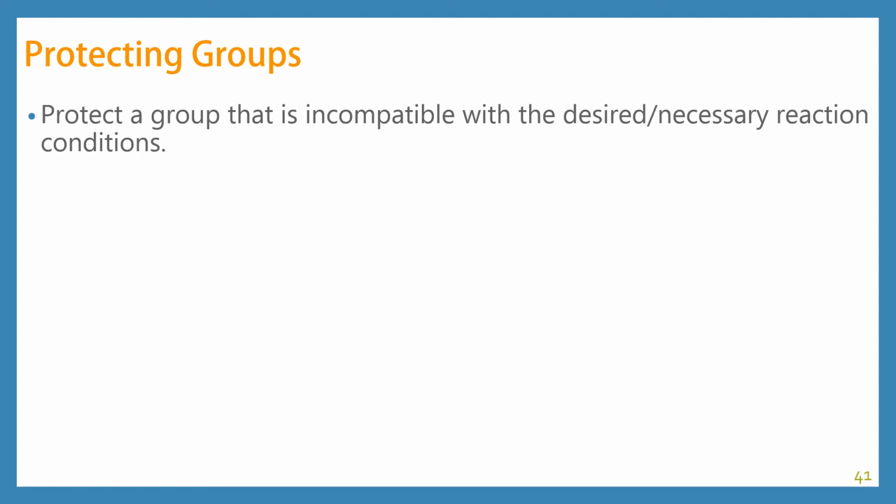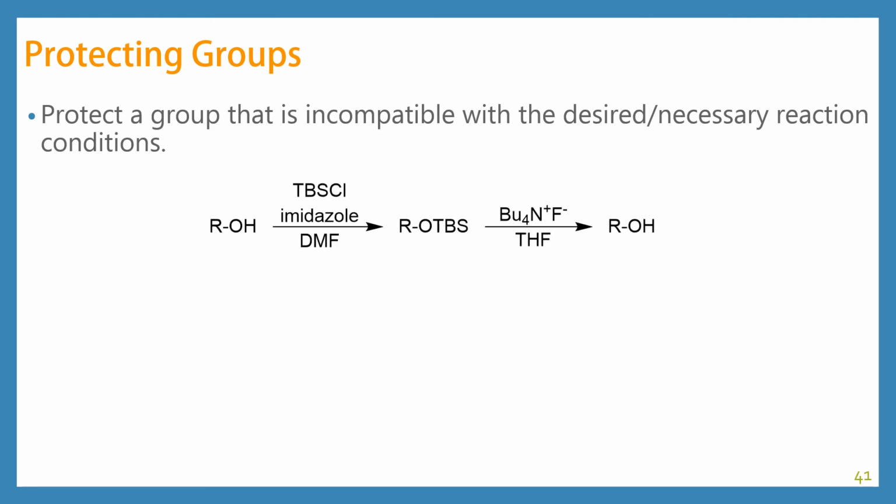Now the solution to this problem is to protect the alcohol, right? Cover it up with something that will not react with the Grignard so that we can do the reaction that we actually want to do. So a really useful protecting group for alcohols is the TBS group, which stands for t-butyldimethylsilyl. So you react an alcohol with t-butyldimethylsilyl chloride in the presence of imidazole and DMF as your solvent.